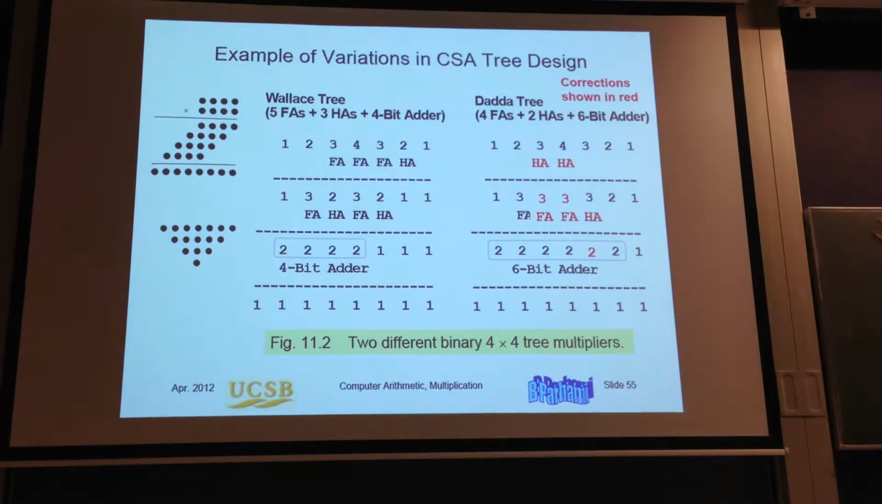Okay, and the rest you are familiar with, right? This is telling how many dots I have per column. What I am doing is putting full adders, half adders, whatever, and this is my result.